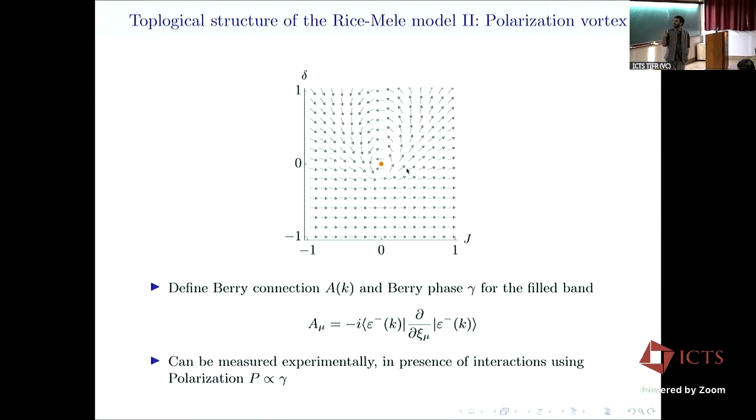But it's not quantized. The Berry phase does not need to be quantized, and it's not. So I wouldn't call it a winding number. I'm not sure what you have in mind, but it's certainly not a winding.